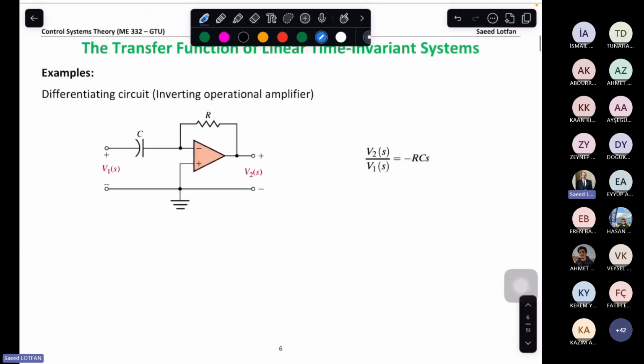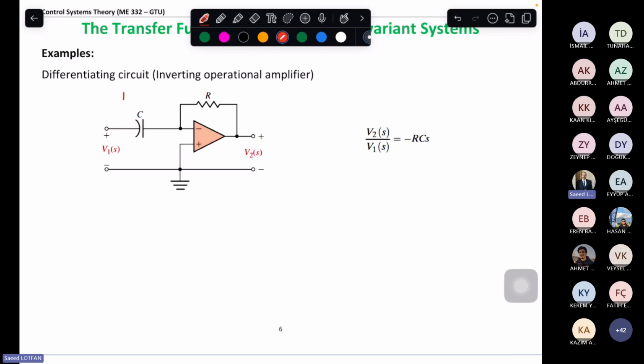Or if we have something like this, we know again here we have 1 over CS impedance, here we have R impedance. So V2 over V1 is equal to minus Z2 over Z1, that is minus R over 1 over CS. That would make minus RCS. This is also the transfer function of this inverting operational amplifier.